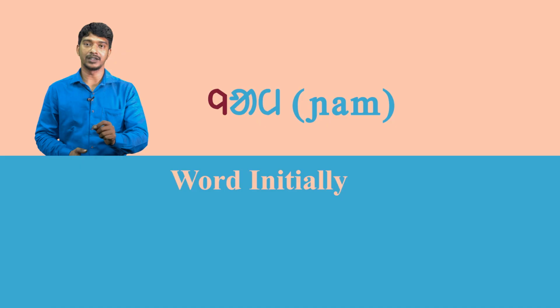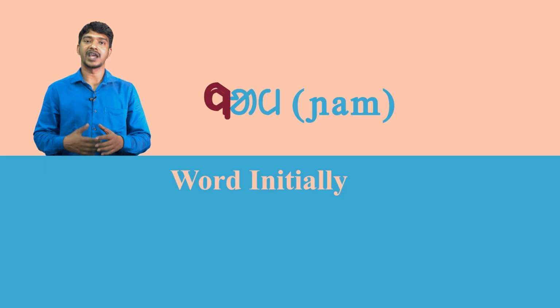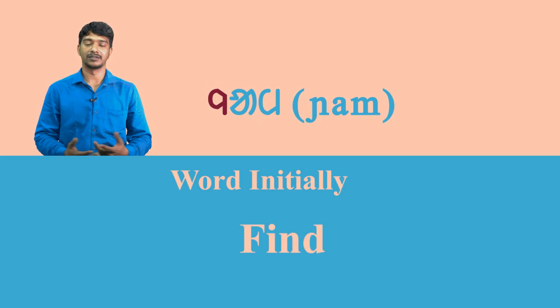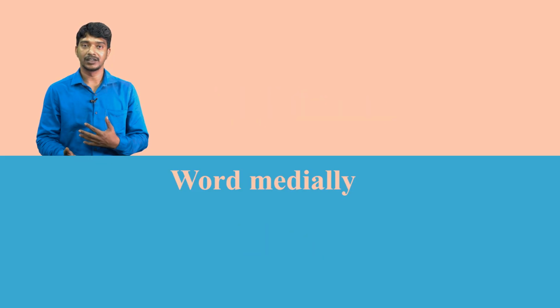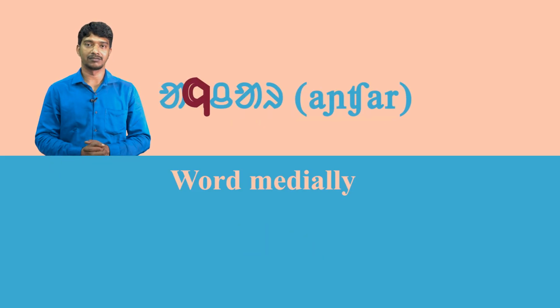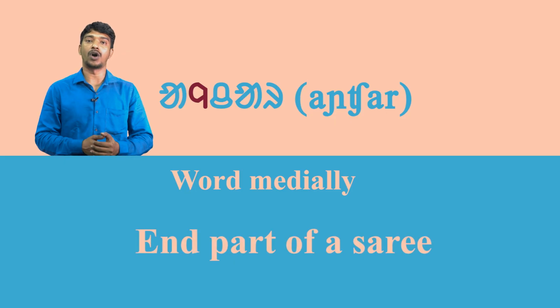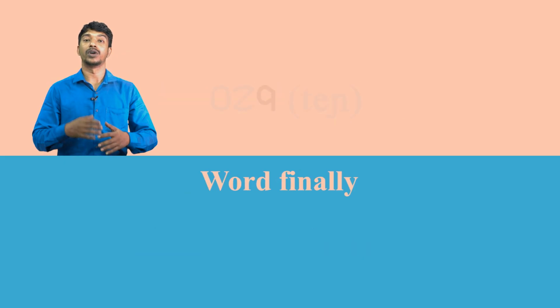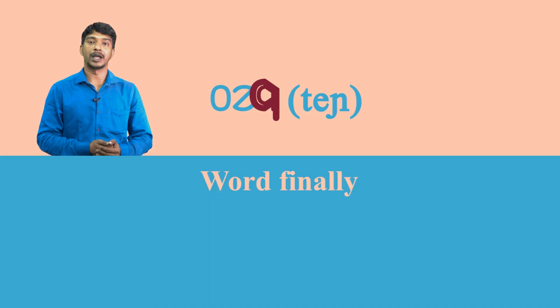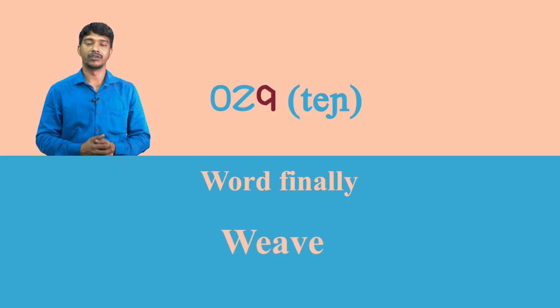This letter occurs in all positions, as initially, medially, and finally, from the viewpoint of orthography. The examples are as follows. Initially, it can appear in nyam, which means find. Medially, it can appear in anchar, which means end part of a sari. Finally, it can appear in ten, which means wave.